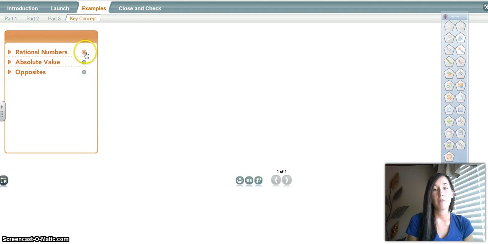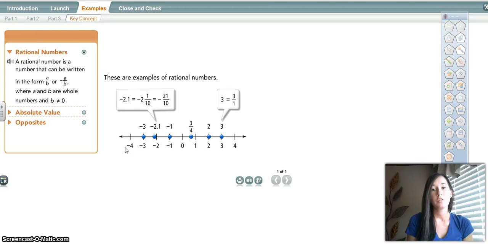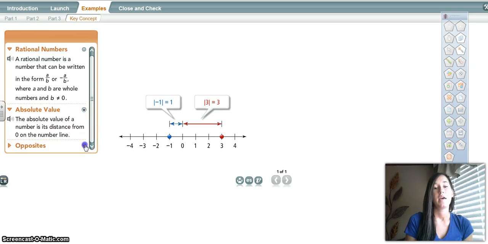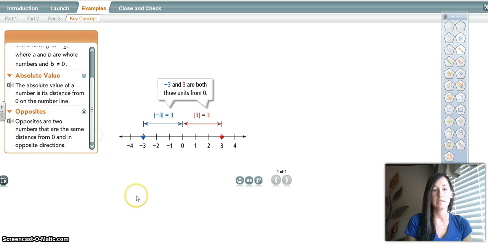First, we learned about rational numbers. Rational numbers are any numbers that can be written in fraction form. Next, we learned about absolute value. Absolute value of a number is how far away from 0 that number is. And lastly, we learned about opposites. Opposites are the same distance from 0, like +3 and -3.